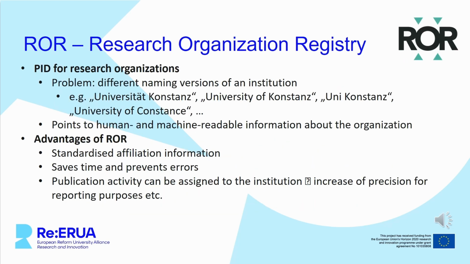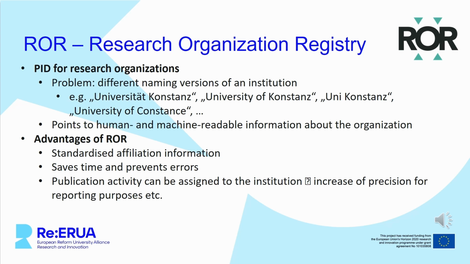The Research Organization Registry offers PIDs not for data or people but for research institutions. In many cases there are multiple versions of an institutional name. If you take the University of Konstanz, for example, you could call it by its German true name, Universität Konstanz, its German abbreviation, Uni Konstanz, or different English names such as University of Konstanz. This makes it hard, especially for machines, to recognize it as the same institution in each of these cases.